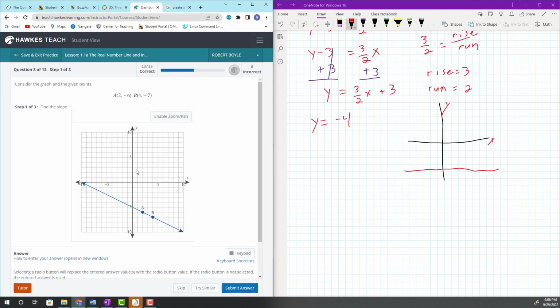Okay, now we want to consider the graph and these 2 points. And we want to find the slope. Now there's 2 ways you can do this. One, you can use the slope formula, which is m is equal to y2 minus y1 over x2 minus x1. And you can decide which one you want to be point 1 and which one you want to be point 2.